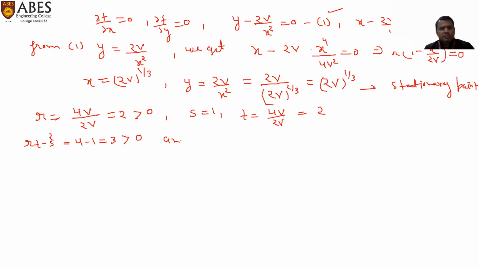And r is also greater than 0. So s is minimum when x equals y equals (2b) to the power 1/3. So surface area is minimum when x and y equal (2b) to the power 1/3.